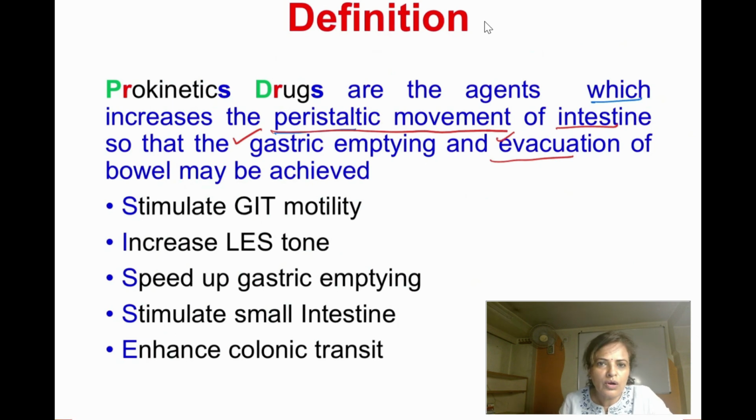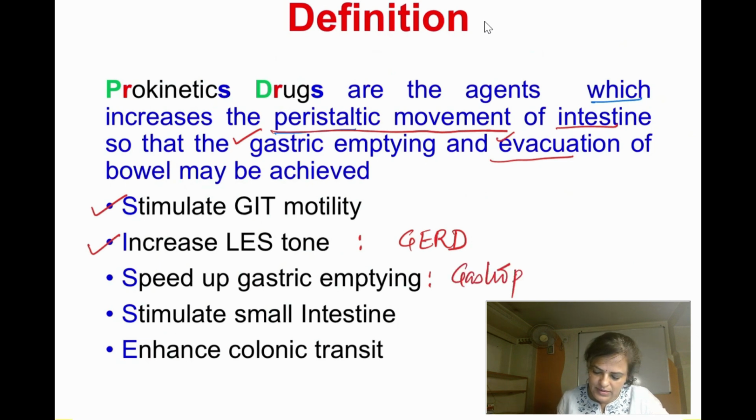So a prokinetic agent stimulates the GIT motility and increases the lower esophageal sphincter tone. So we can use this in gastroesophageal reflux disease, or GERD. It speeds up gastric emptying, so for the short-term relief of gastroparesis we can use it. It stimulates the small intestine, so we can use it for post-operative paralytic ileus, and enhances the colonic transit, so we can use this even for constipation.